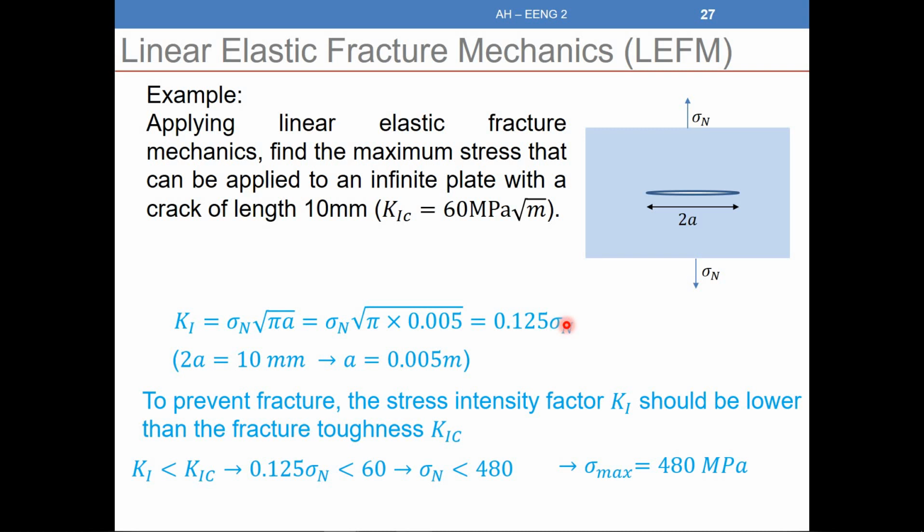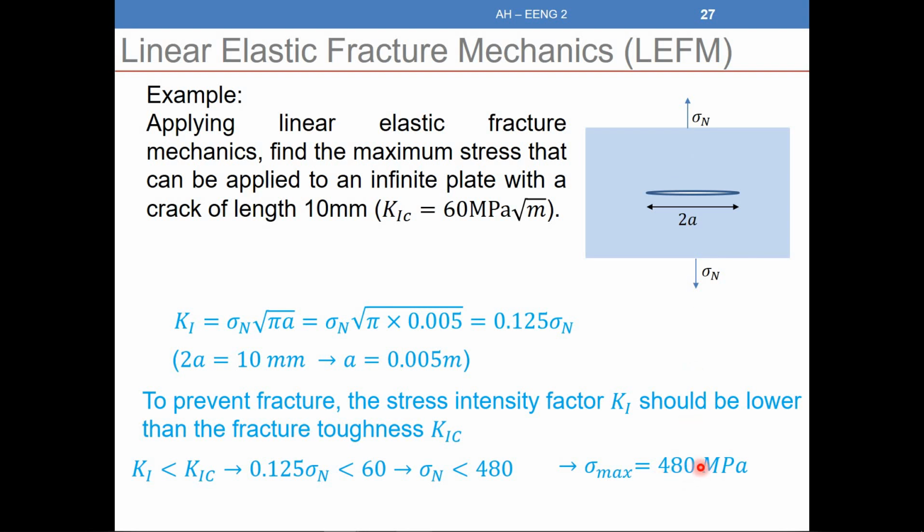To prevent a fracture, the stress intensity factor should be lower than the fracture toughness. That's the condition. The stress intensity factor always should be lower than the fracture toughness, because if it exceeds the fracture toughness, the crack will propagate. So the stress intensity factor should be less than 60. I can find that sigma should be less than 480 megapascal. So the maximum stress that I can apply to a plate like this will be 480 megapascal.